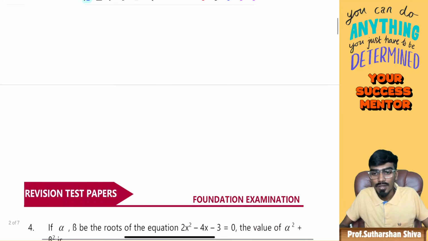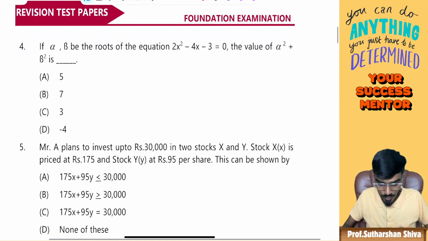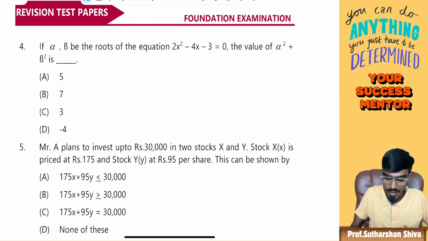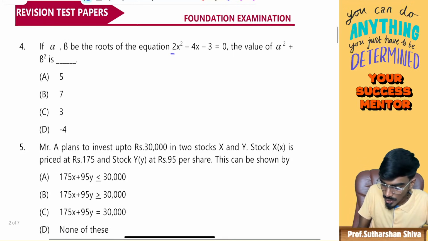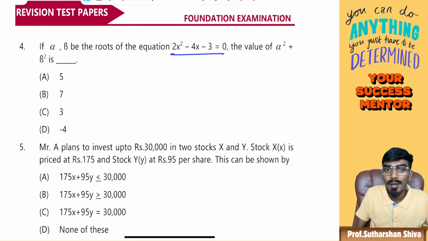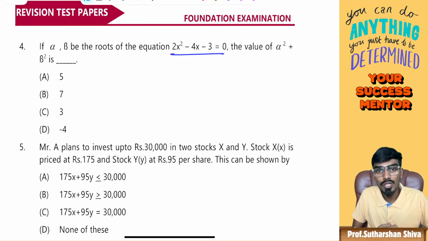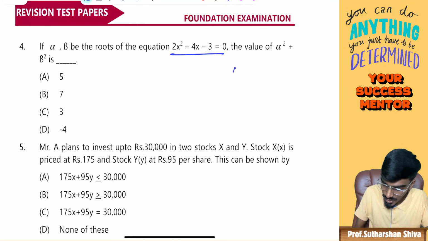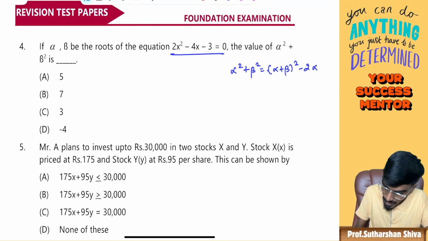Option B. Now come to the next question. Question number 4. If alpha and beta are the roots of the equation 2x square minus 4x minus 3 equal to 0, find the value of alpha square plus beta square. Alpha square plus beta square is equal to alpha plus beta the whole square minus 2 alpha beta. This was the formula.